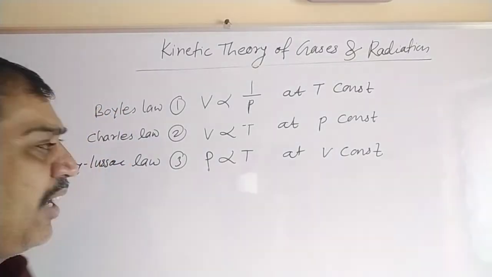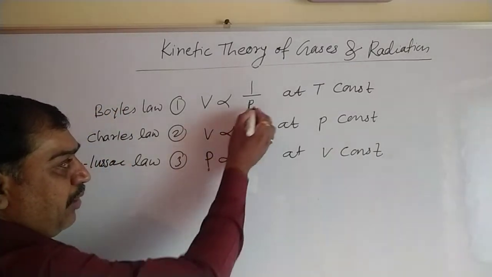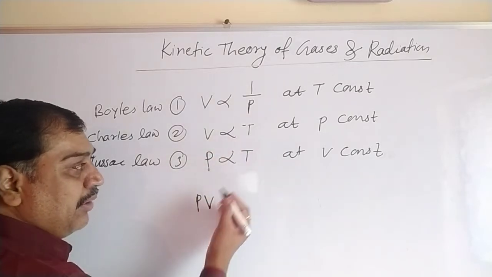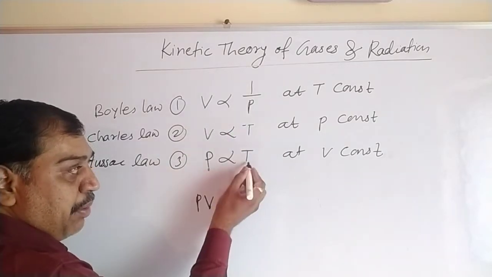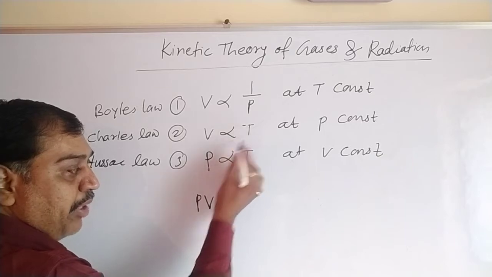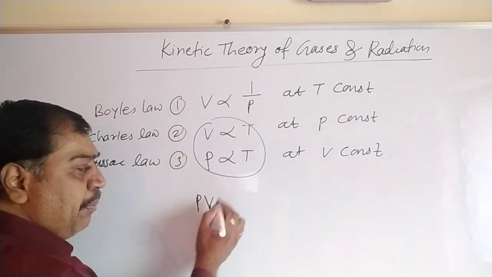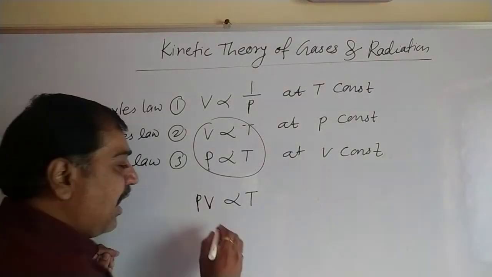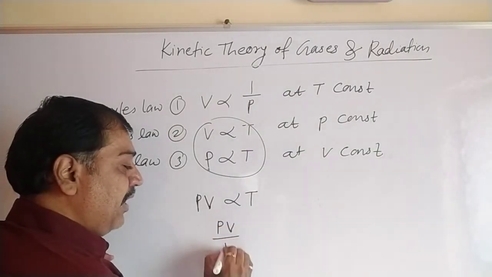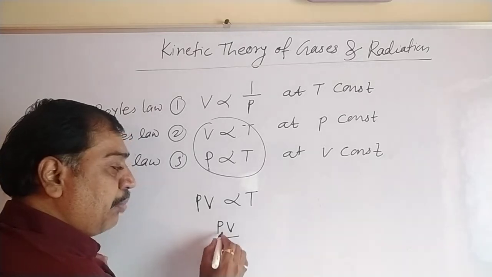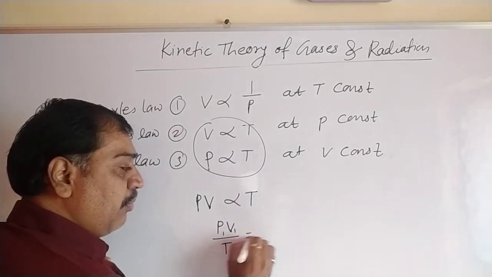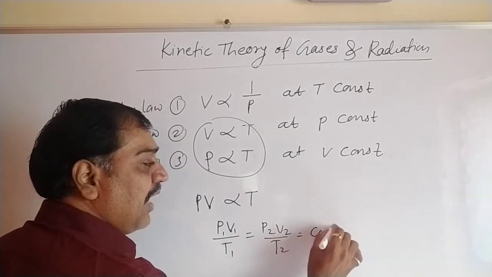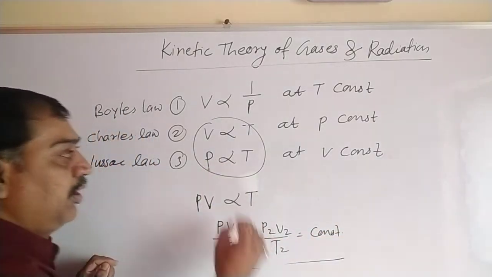Now if you combine all these three laws together, moving P to this side, we can write PV is constant, and that constant is temperature here. P is directly proportional to temperature, V is directly proportional to temperature, so we can combine these two. PV is directly proportional to temperature, or we can write PV divided by T equal to constant. If there are two states, P1 V1 by T1 equals P2 V2 by T2 equals constant.